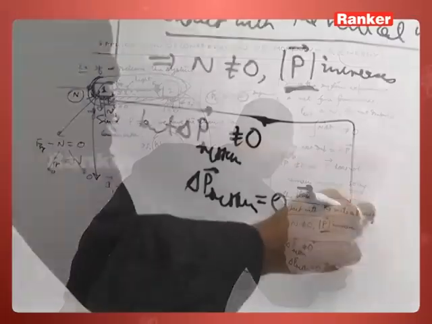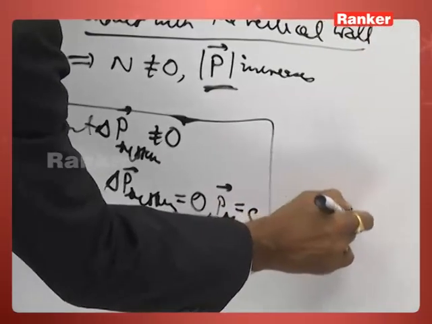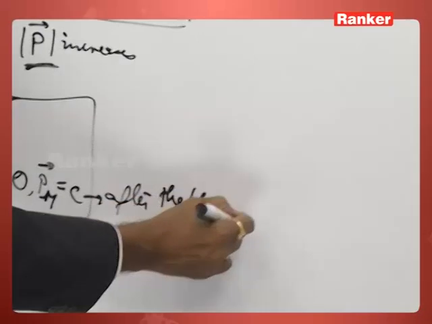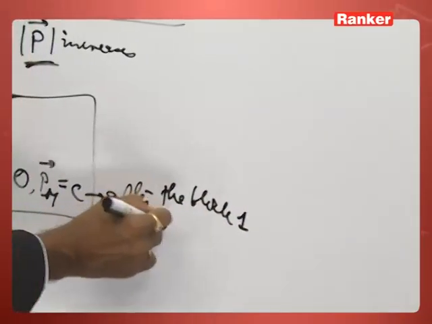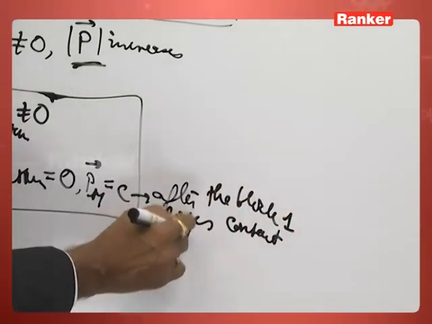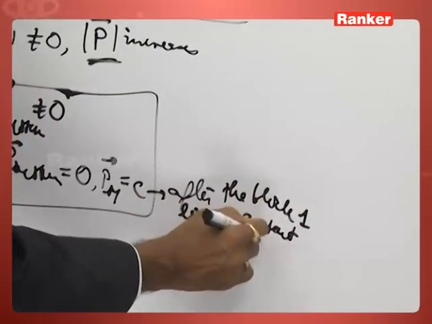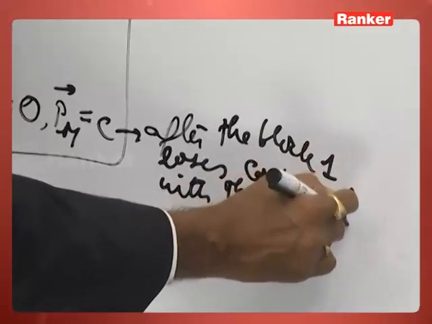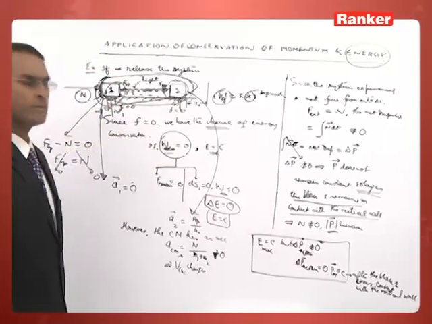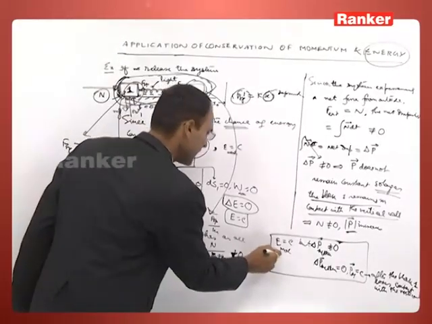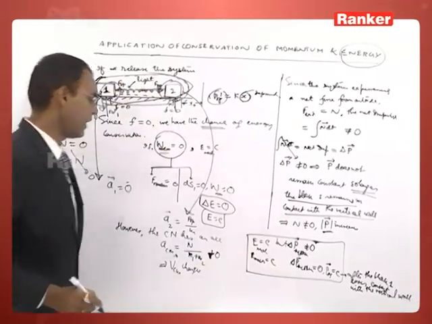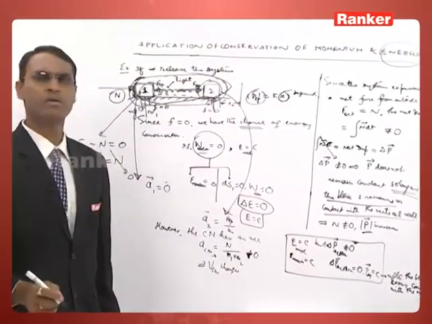After block 1 loses contact with the vertical wall, however, the mechanical energy always remains conserved due to the absence of friction.